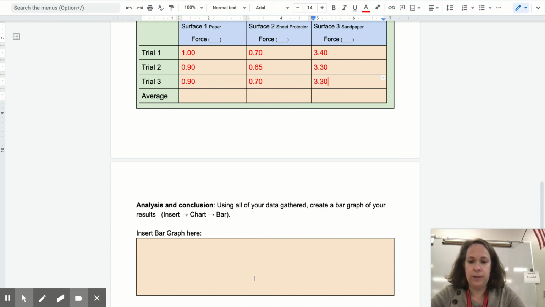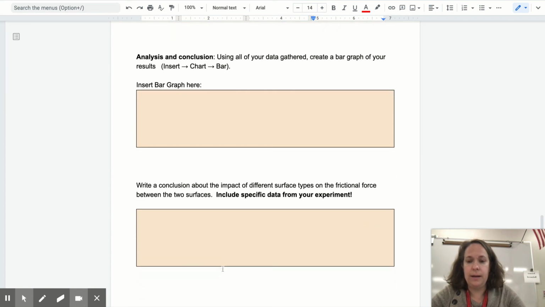Insert your bar chart here and then answer the conclusion questions. Make sure you're including data from the experiment to support your answer.